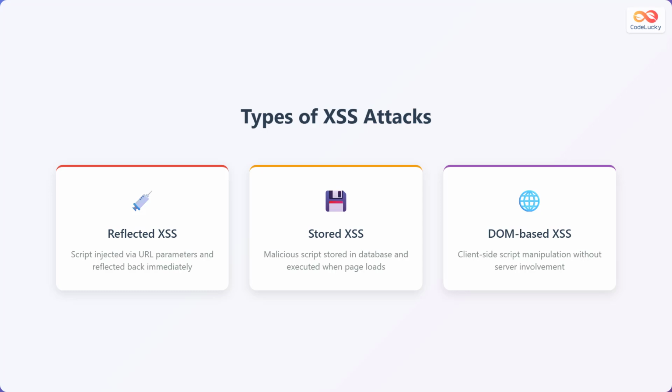There are mainly three types of cross-site scripting attacks. First, reflected XSS. The script is injected via URL parameters or form submissions and is immediately reflected back to the user. Second, stored XSS. The malicious script is stored in the website's database, message forms, visitor logs, comment fields, etc., and executed when other users load the affected page. Third, DOM-based XSS. The attack manipulates the document object model in the victim's browser, with the malicious script not being sent to the server at all.